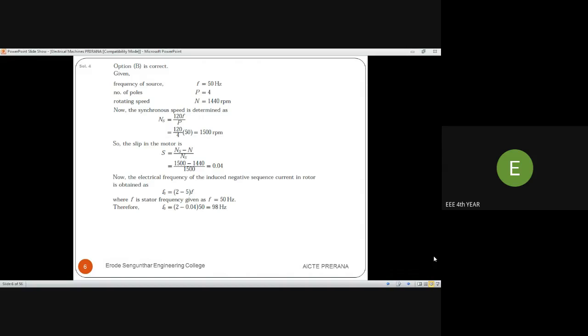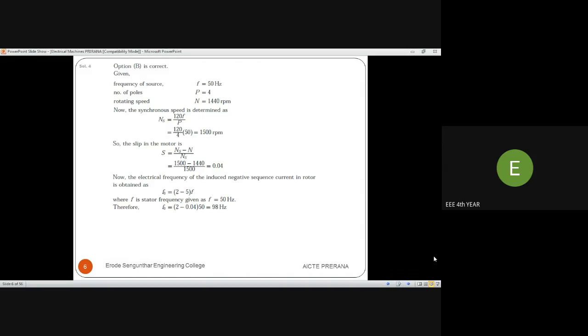Then we know that the slip of an induction motor is S equal to Ns minus N divided by Ns. That is the formula for slip of an induction motor. Substitute Ns as 1500, and N, the motor speed, as 1440 rpm, divided by 1500. We get the slip value S equal to 0.04.